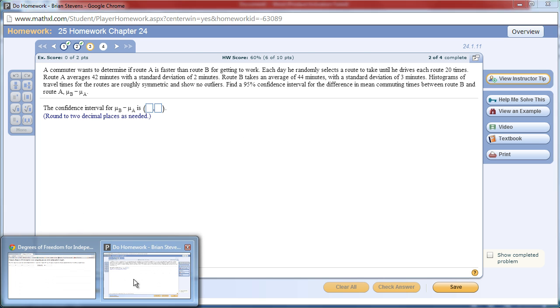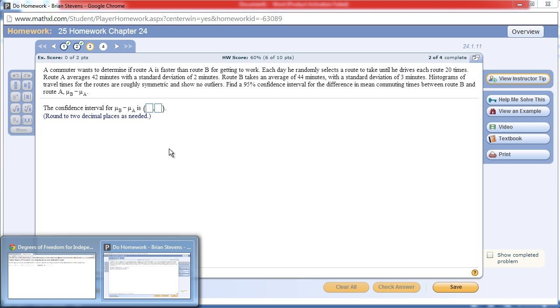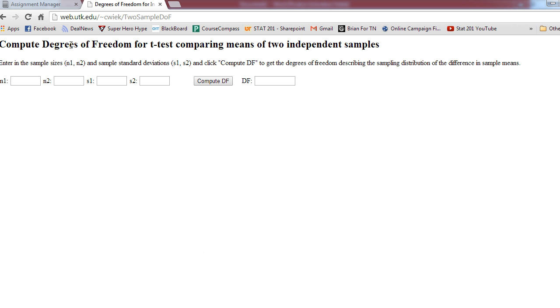So we can use the calculator over here on this screen. He's going to drive each route 20 times. And the first one has a standard deviation of 2, and the second one has a standard deviation of 3. So we need to go here and put in 20, 20, 2, 3, and compute the degrees of freedom, 33.1031. So we can go back to our t-applets now, always good.